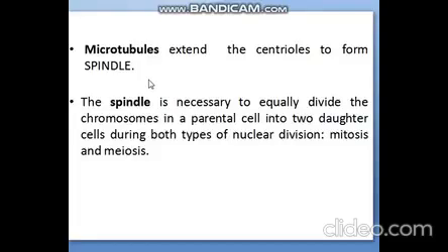That function is the division of the cells, to form fibers and to form ropes that can pull the chromatids apart. So this spindle is necessary for the equal division of the chromosomes in a parental cell into the two daughter cells. Okay, so here the microtubules perform a different function than in the cytoplasm itself.